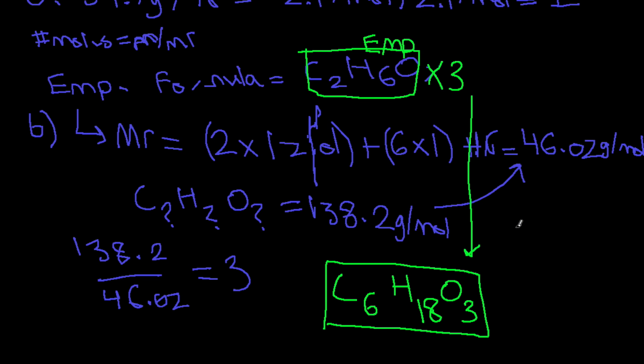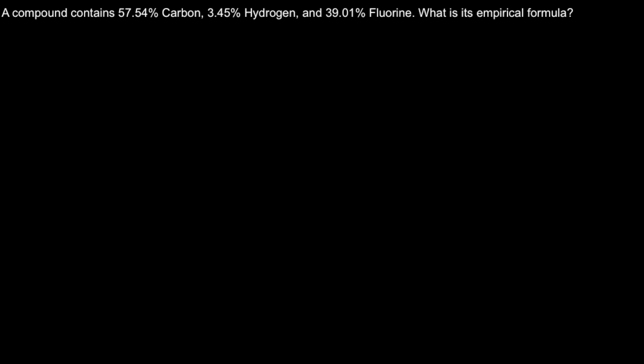Now, on to question 3. Question 3 is a bit different than the previous 2 questions we did. This might be a question that a teacher tries to trick you with, and you'll see why. So for this one, we're told that 57.54% carbon, 3.45% hydrogen, and 39.01% fluorine compose this compound. So we're going to start off like we always do with 100 grams once we're given the percentage.